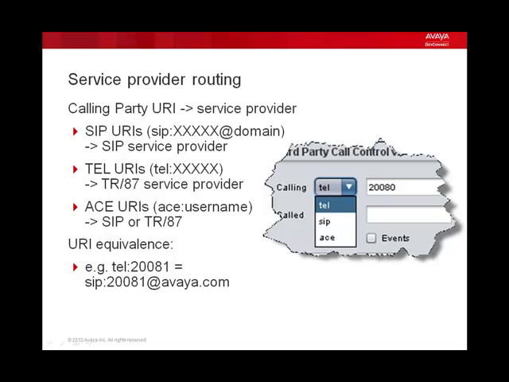All of this suggests an additional question. Can an individual user benefit only from those capabilities supported by one or other service provider? The answer to this is actually no. The capabilities provided by both the SIP and TR87 service providers can be applied to the same device. This is because there is equivalence between the SIP and TEL URI address formats. For example, in the remote lab environment, the URIs TEL:20081 and SIP:20081 both address the same device.